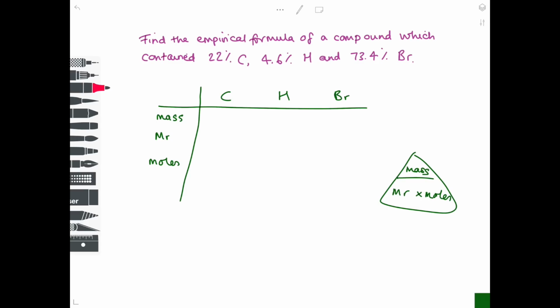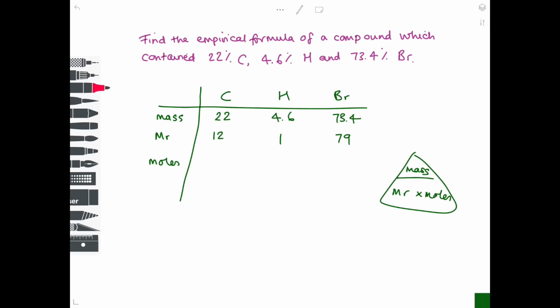Now notice, even though it's given percentages, because it's a ratio, really you can ignore the percentages and pretend that those are the masses, which is why I'm now going to put the mass of carbon as being 22, hydrogen is 4.6 and bromine is 73.4. Now use your periodic table to find their MRs. Carbon is 12, hydrogen is 1 and bromine is 79. And then looking at our formula triangle, we see to calculate the moles, we simply do mass divided by MR.